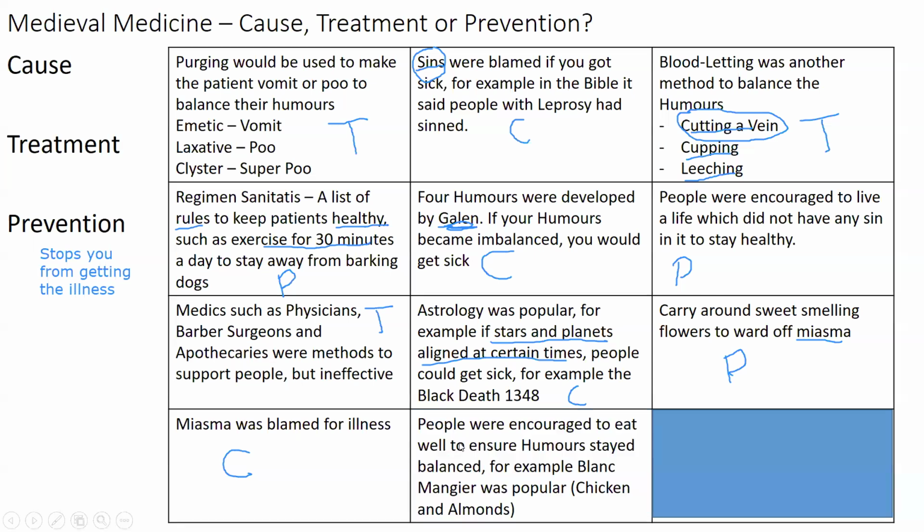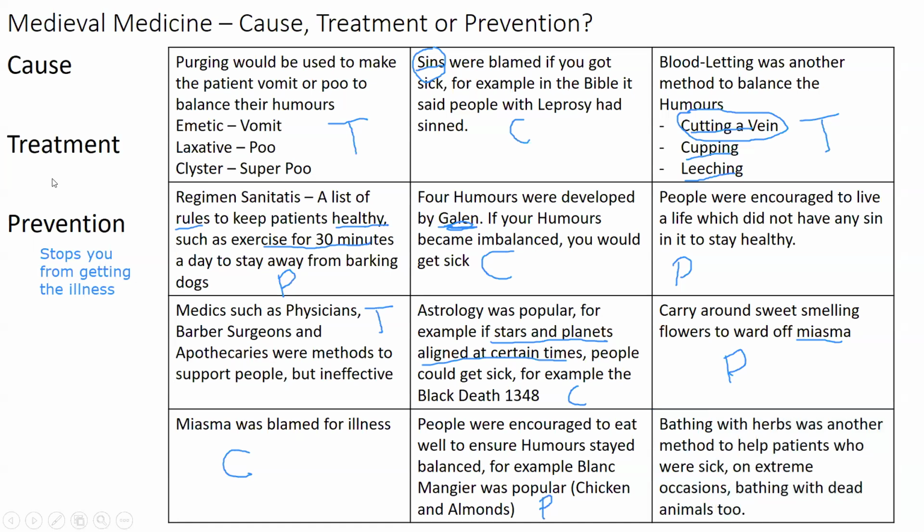People were encouraged to eat well to ensure humours stayed balanced. For example, the blanc manger, which was chicken and almonds. So people were told to eat well, which was prevention. Now, a lot of people might think this is really good advice, but remember, in this time period, it was very much based on old folklore. There was no scientific proof at this point.